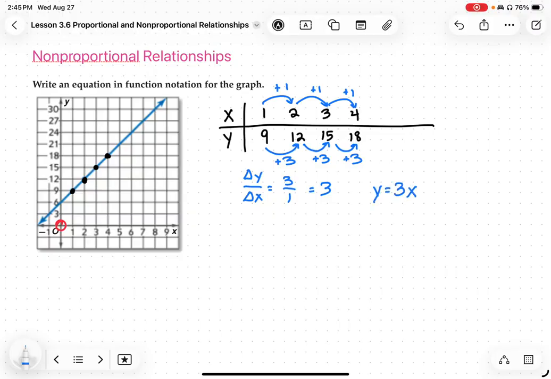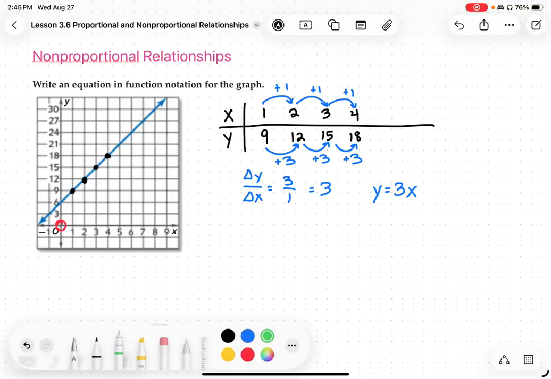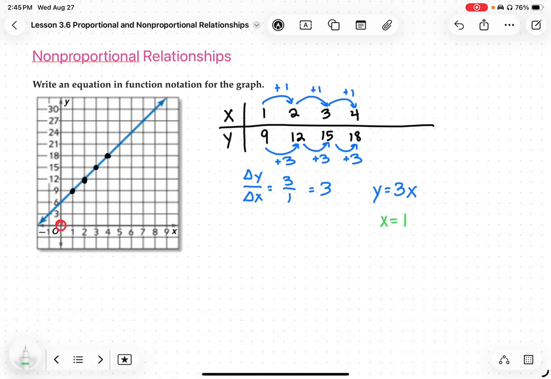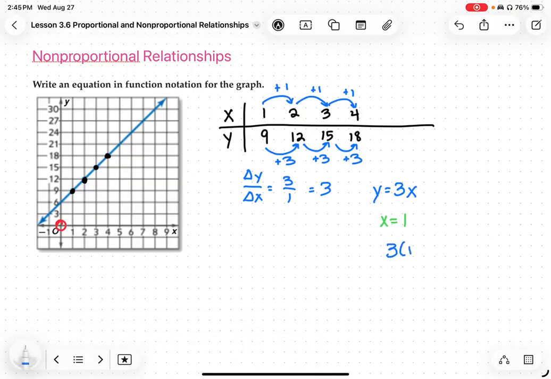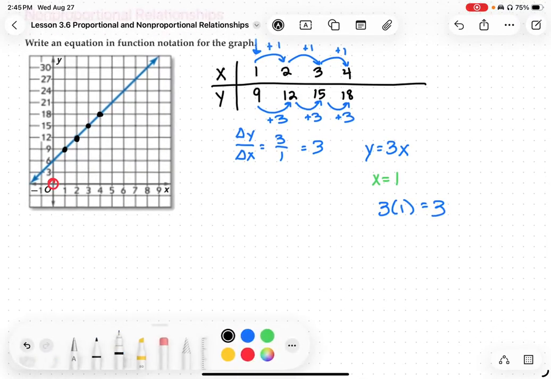But it doesn't look like that works, y equals 3x, because if I look at that very first column, if x was 1, I would have 3 times 1, which is 3, and my first point is (1, 9), not (1, 3). Interesting.